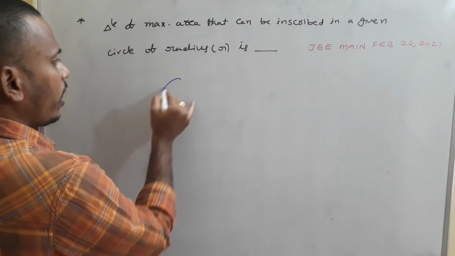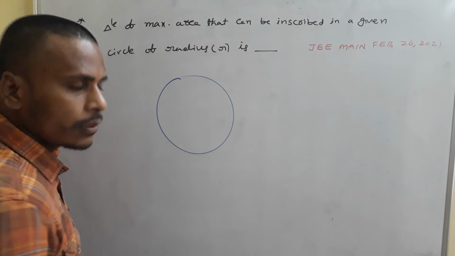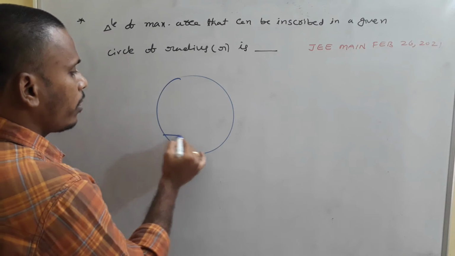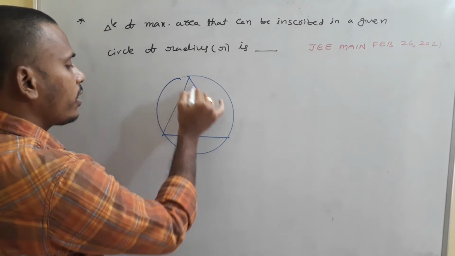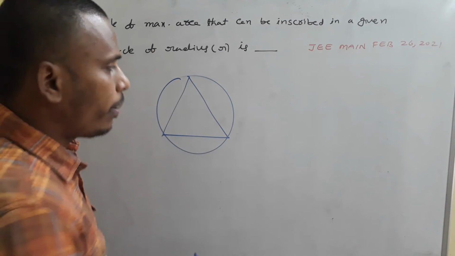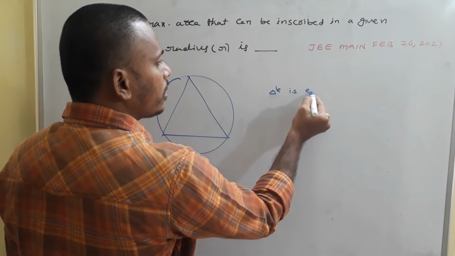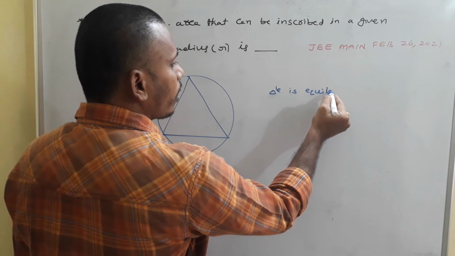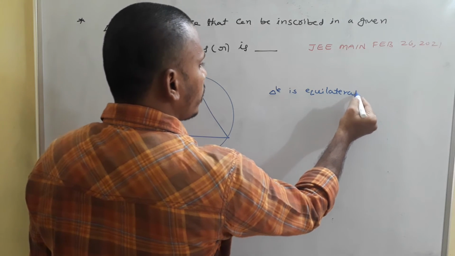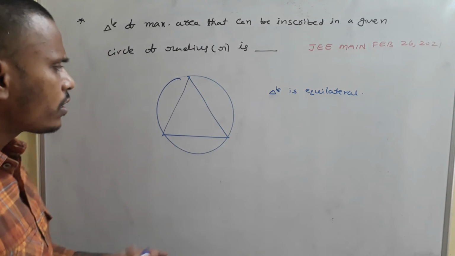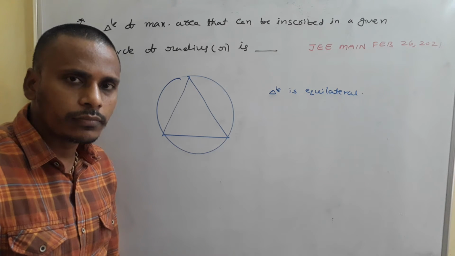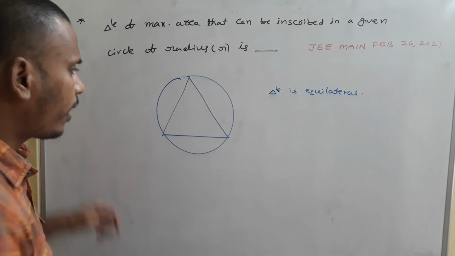Okay, so take a circle and a triangle inscribed in it, and we need to make the area of the triangle maximum. By symmetry we conclude that the triangle is equilateral. Why is the triangle equilateral? All this we did in our regular class. Okay, and now it is enough. The triangle is equilateral.